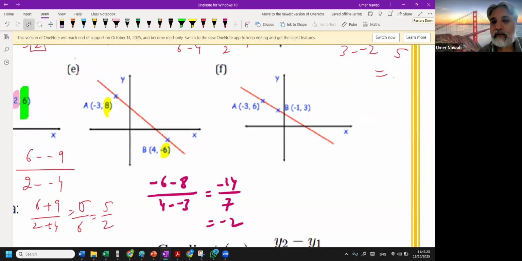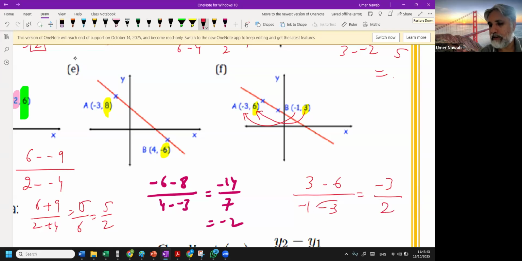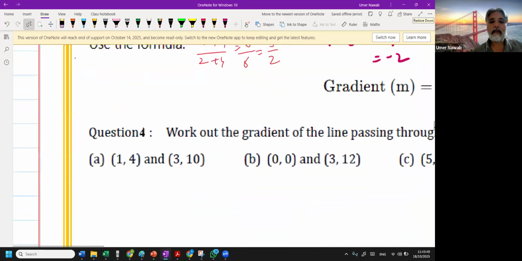Now, in this case, I have my y coordinates 6 and 3. I'm going to write it as 3 minus 6 over -1 minus -3. So 3 minus 6 gives me -3. And the denominator gives me +2, because this is +3. So -1 plus 3 will give you 2. So -3 over 2 is the gradient.